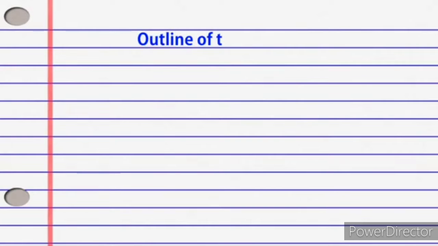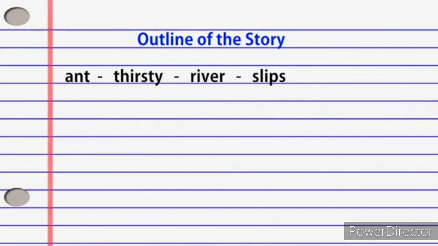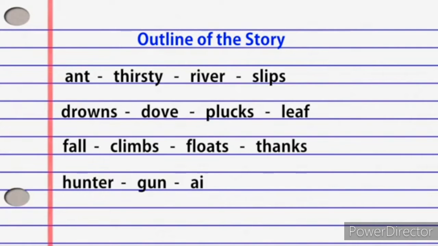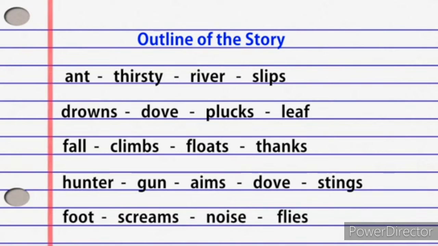Let's carefully read the outline of the story. Ant, thirsty, river, slips, drowns, dove, plucks, leaf, fall, climbs, floats, thanks, hunter, gun, aims, dove, stings, foot, screams, noise, flies away. After reading this outline, we get an idea what the story is about. Isn't that right?